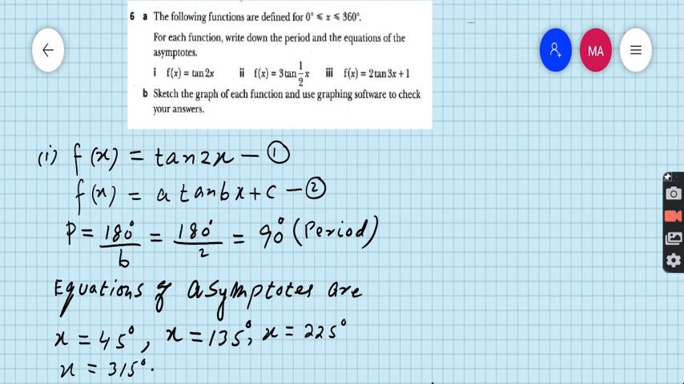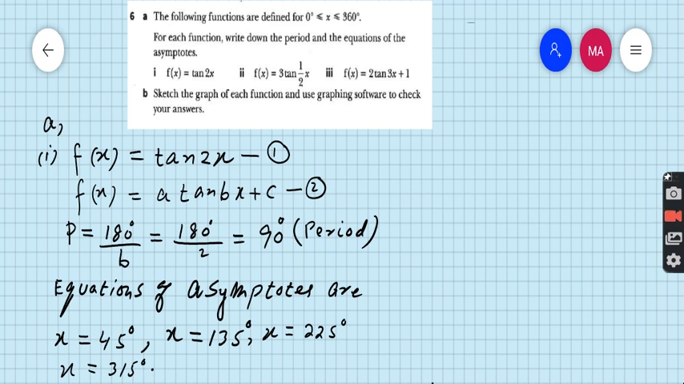Question number 6, part A: the following functions are defined for 0 degrees to 360 degrees. For each function, write down the periods and the equations of the asymptotes. So in each function, part 1, part 2 and part 3, first we have to write the period and then the asymptotes. Starting part A, 1: f(x) is equal to tan 2x.